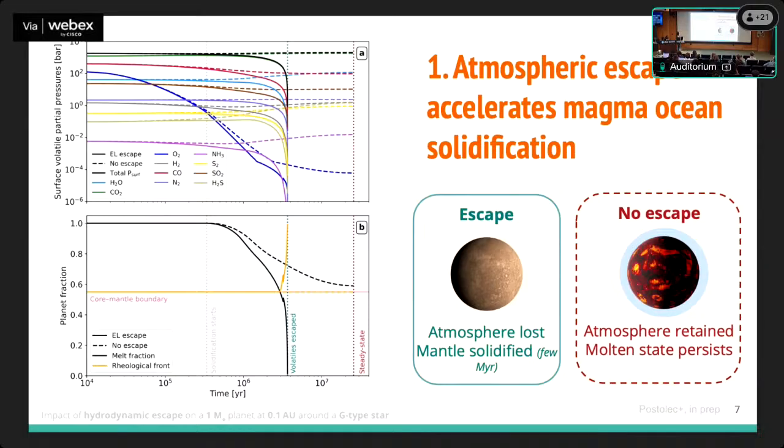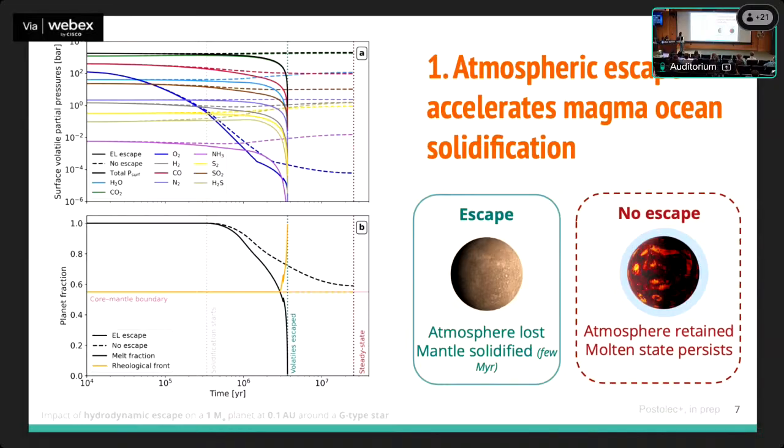So here you have two panels. The x-axis shows the evolution in time. The top panel shows the evolution of the surface volatile partial pressure, and here is the mantle evolution over time. The main difference is that I ran two simulations: one that includes atmospheric escape with the energy-limited formalism, the solid line, and one without energy-limited escape, the dashed line.